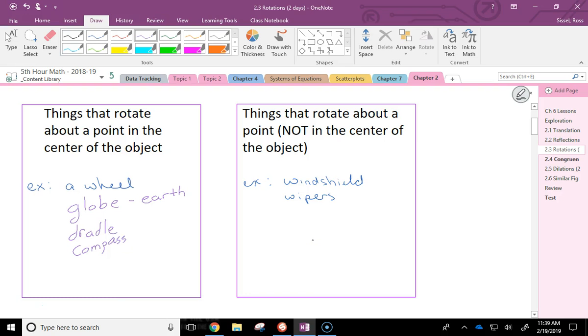Oh, I have a good one. How about what? Locker combination thing. Oh yeah, kind of like your locker thing. Lock. It's called a dial. Ooh, dial would be good. How about something that's not in the center it rotates, such like the windshield wiper?